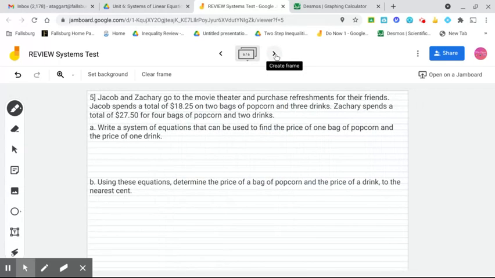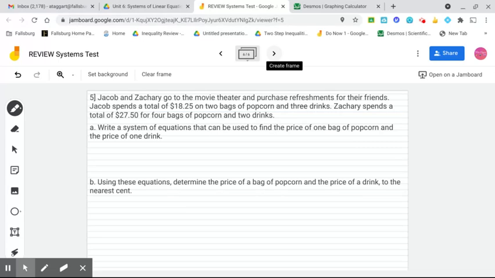Okay, we're going to go through one more example together. This one we're going to be writing a system of equations and solving it from the word problem. It says Jacob and Zachary go to the movie theater and purchase refreshments for their friends. Jacob spends a total of $18.25 on 2 bags of popcorn and 3 drinks. Zachary spends a total of $27.50 for 4 bags of popcorn and 2 drinks.